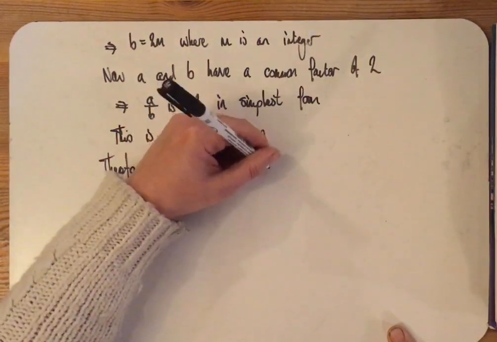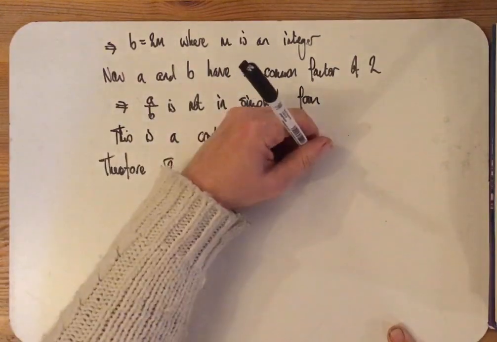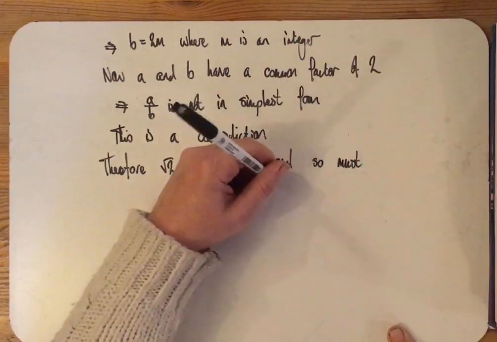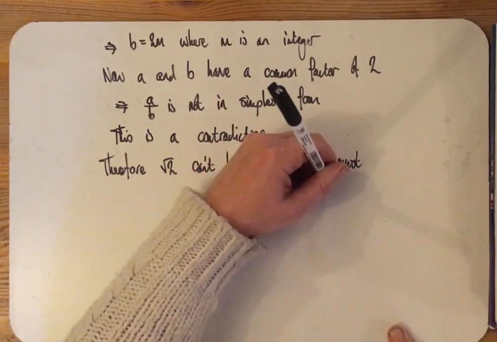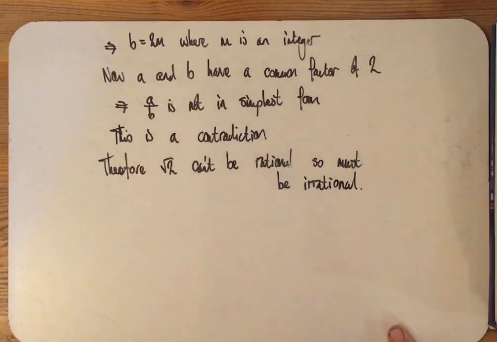So it's quite a lot of writing. I'm trying to write quickly. Can't be rational, so must be irrational. And proof by contradiction is actually a really powerful method of proof. I remember using it so much in my degree. So it's really key to a lot of proofs in maths.